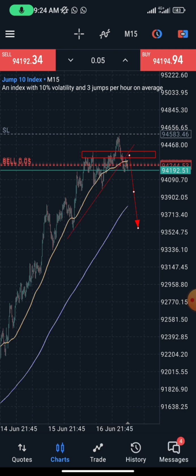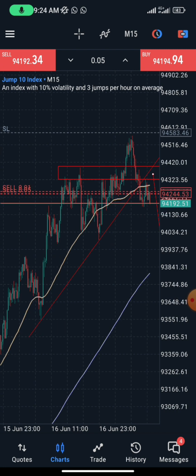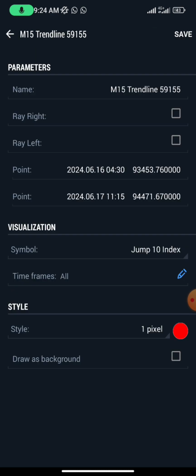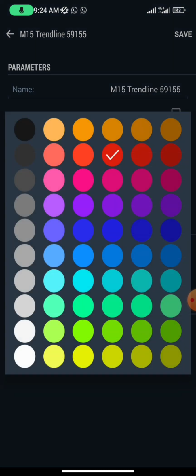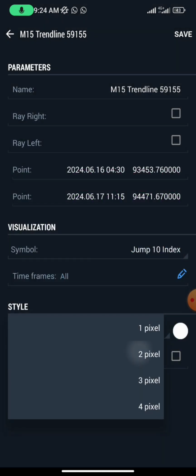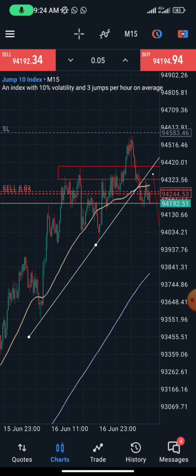You see I drew the trend line with my red box. I don't know if you're seeing that clearly. Let me change this color to white so that it could be clear enough, changing the pixels. So now that is my trend line, you see there.